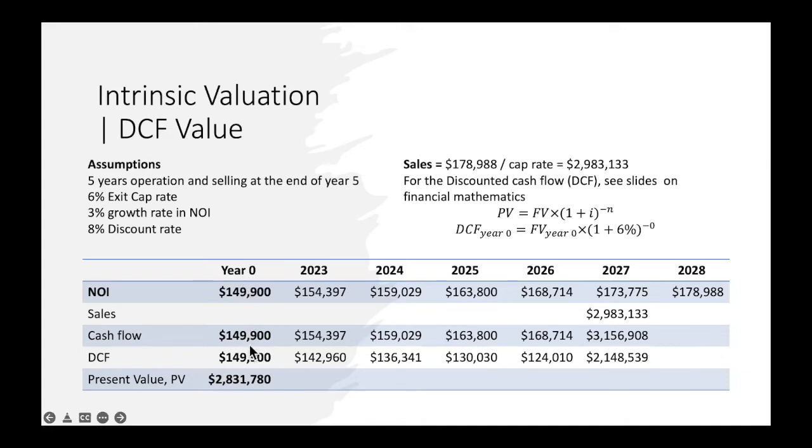So I'm planning. Today we are at year 0, 2022. Then 2023, 2024, this is the first year, second, third, fourth, and this is the fifth year. Then this is the net operating income. The net operating income will be growing at a 3% rate.